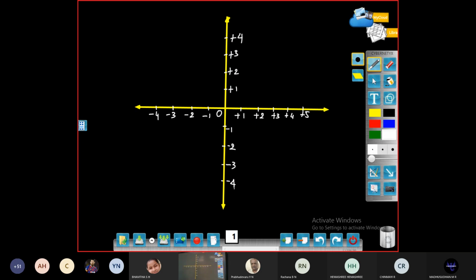Now both this horizontal line and vertical line are intersecting at 0, that is the reference point. It is called the origin. This we can call OX axis, and this is OX dash. Instead of 0 you can call it O. And this one OY and OY dash. So we have the lines intersecting like this.